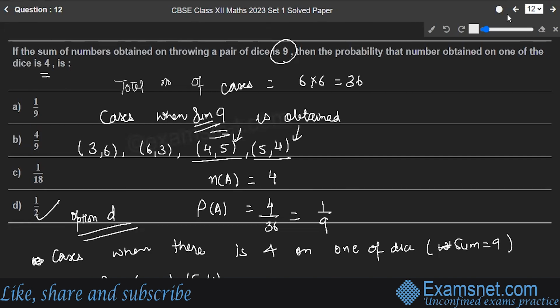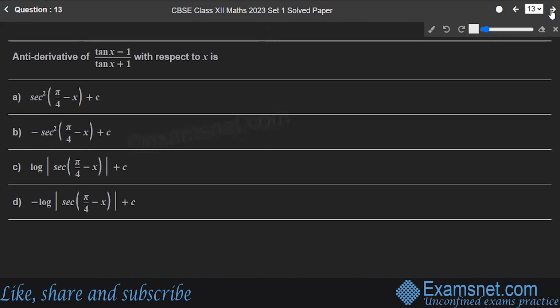Hope you got that. Let's move to the next question, number 13. This is a trigonometric problem. Antiderivative of (tan x minus 1) upon (tan x plus 1) with respect to x is. So let's say this is equal to some I. I is equal to the antiderivative of this. So that means you have to find the integral, that I is equal to the integral of (tan x minus 1) upon (tan x plus 1) dx.